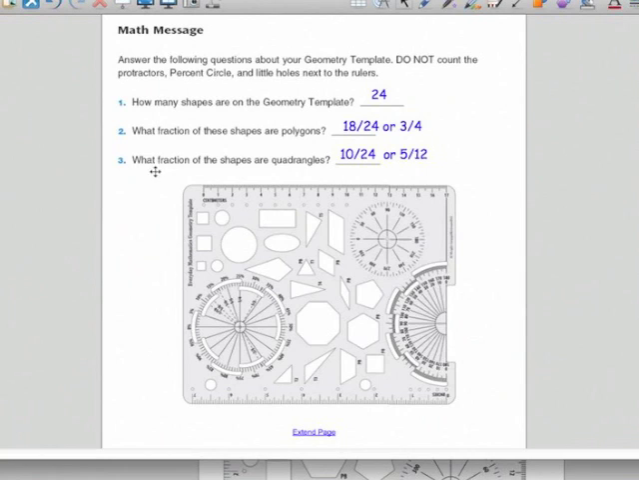The next one says, what fraction of the shapes are quadrangles? So that's the same as quadrilaterals. Remember, quad means 4. So you're going to count all the 4-sided shapes. So you've got some squares, a rectangle, parallelogram, a rhombus here, another rhombus down, or parallelogram down here, square, trapezoid. Okay, counting those all up, you should get 10 out of 24, which reduces to 5/12 because you can divide both of those by 2. 10 divided by 2 is 5, 24 divided by 2 is 12.